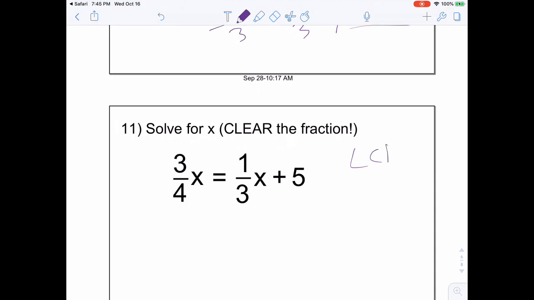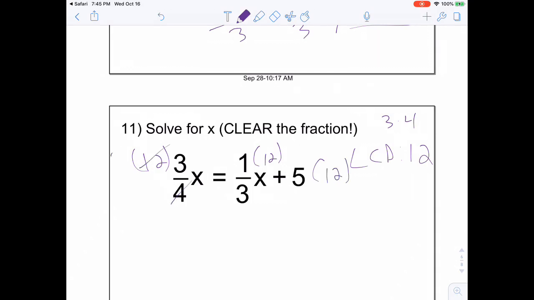Again, solving for x, slightly more difficult. The least common denominator here would be 12. The smallest number it could possibly be would be 4, but 3 doesn't go into 4. Another way to do this is to multiply 3 times 4 to give you a common denominator. 12 happens to be the least common denominator. So I want to multiply everything by 12.